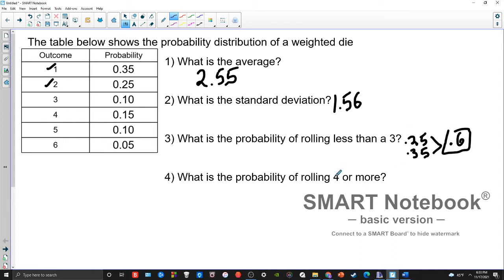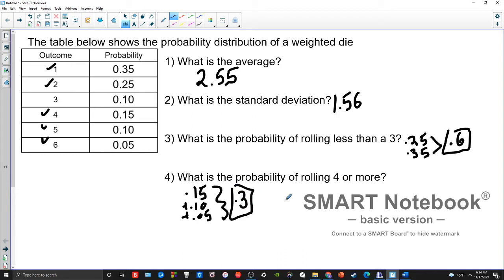Same with this one down here, 4 or more. Now be careful here. 4 or more, this is going to sound weird, includes 4. Yeah, 4 does fit that description. 4 is 4 or more. So I want to include 4 and then everything more than it, so 5 and 6. So I do 0.15 plus 0.10 plus 0.05, and lo and behold, I get 0.3.